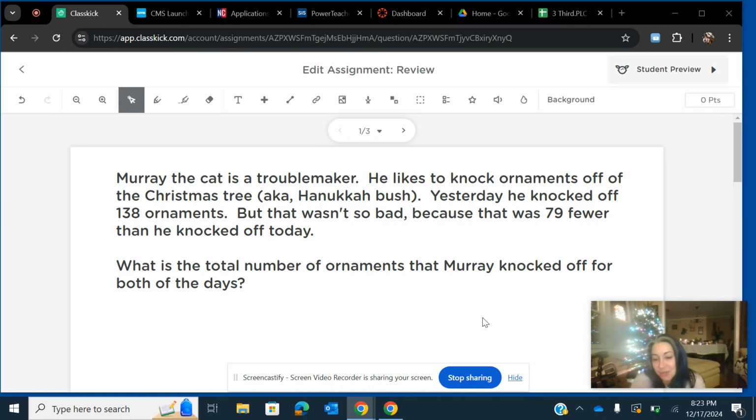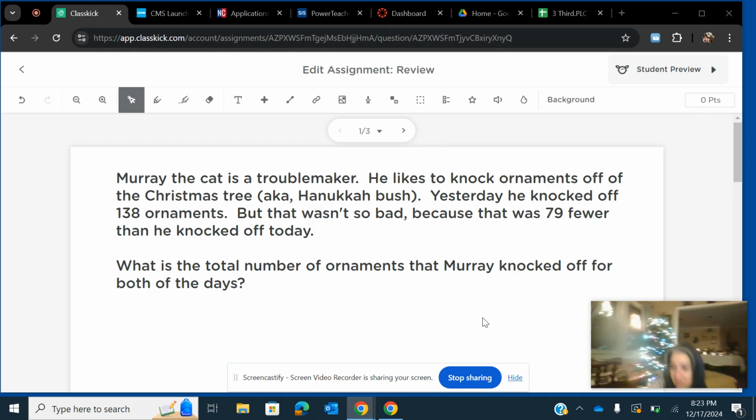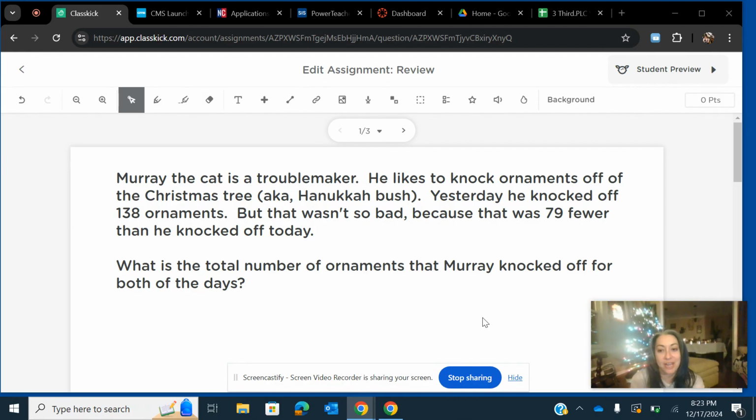Okay, so let's look at the story problem, and I'm going to give you one last review on how to approach this type of problem because, y'all, it is tricky. Okay, so here's the problem. Murray the cat is a troublemaker. He likes to knock ornaments off of the Christmas tree, aka Hanukkah bush. Yesterday, he knocked off 138 ornaments, but that wasn't so bad because that was 79 fewer than he knocked off today. What is the total number of ornaments that Murray knocked off for both of the days?